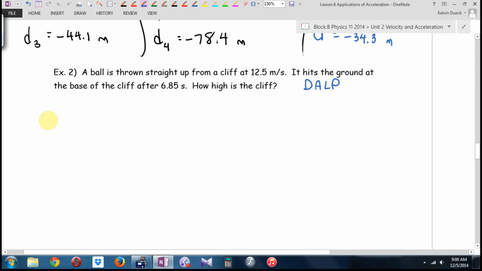So let's draw, here's our cliff. We're going to throw it up. How fast? Read the question. 12.5. And then to show the future, I usually use a dotted line. It's going to splat down.